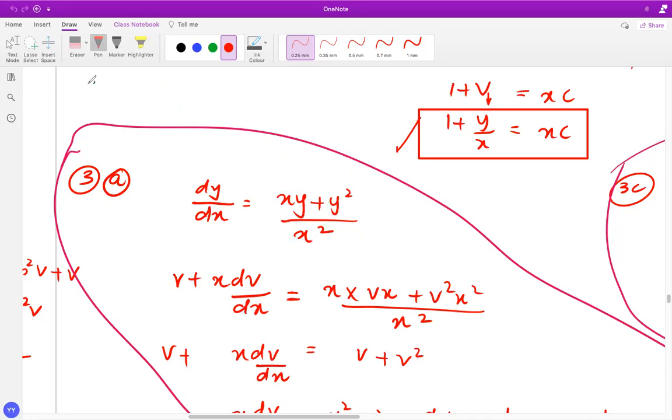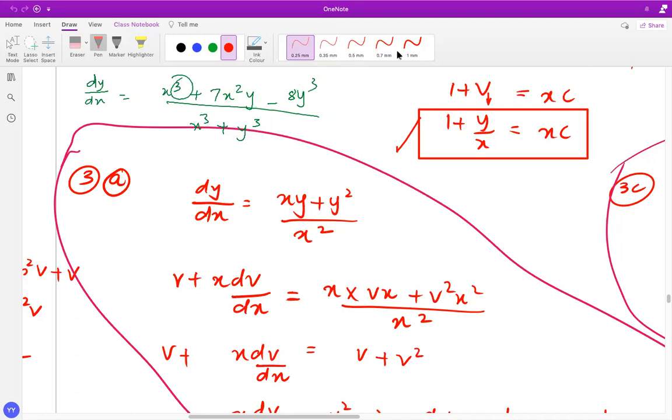Now let's say you have dy by dx equals x cubed plus 7x squared y minus 8y cubed, over x to the power 3 plus y to the power 3. Now if you notice, every term that we have is of degree 3, and that's where you say, okay, it is a homogeneous equation.